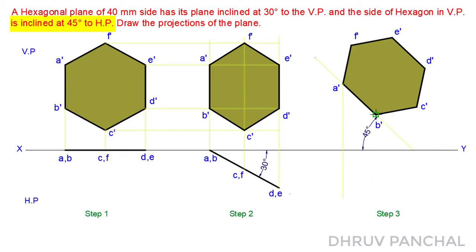Now, to draw the top view in step 3, take projections of each point in the downward direction. Similarly, take projection of the top view from step 2 in the right direction and locate points A, B, C, D, E and F. Also join them as shown. Here, the front view and top view of step 3 is our final answer for the given problem. I hope you understood it.